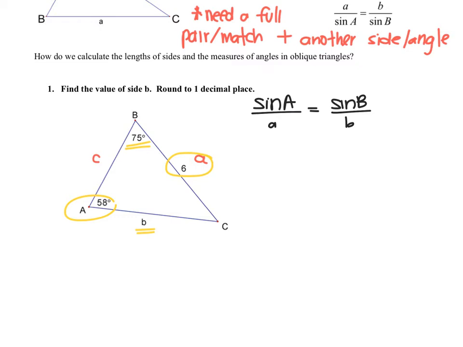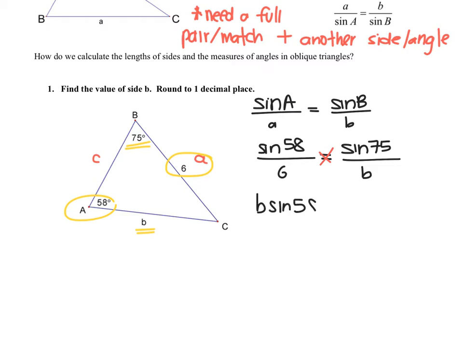And now I plug in what I have. Angle A is 58, side A is 6, angle B is 75, side B is B. That's what I'm looking for. Whenever you have two fractions equal to each other, your first instinct should be to cross multiply. So I'm multiplying the B by sine 58, and that's going to equal 6 times sine 75. Now I don't go to my calculator just yet. I'm trying to isolate for B. What's in my way? The sine 58. How do I get rid of it? By dividing it out. So I'm going to divide both sides by sine 58.